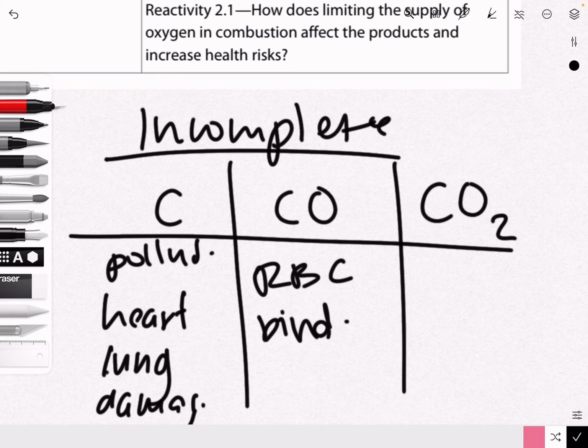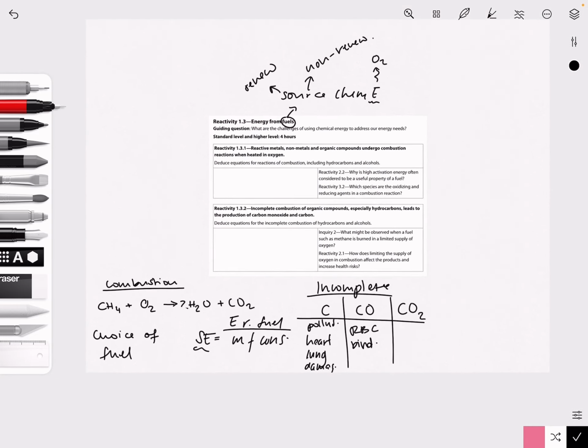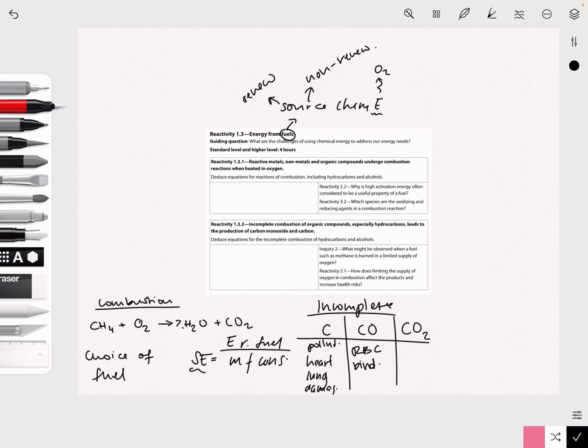And that is really all that we need to know for this introduction to energy from fuels.